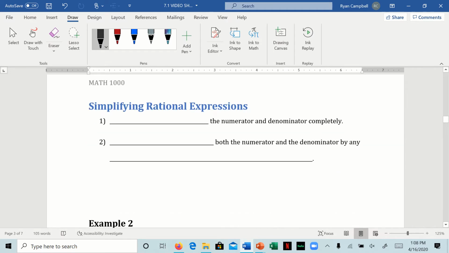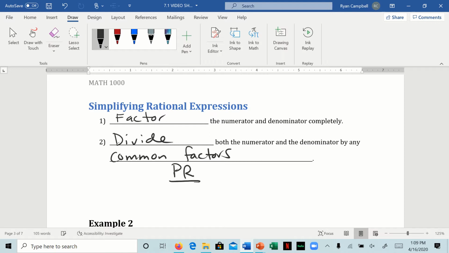All right. So, simplifying rationals. The first thing you want to do is factor the numerator and the denominator completely. Once you're getting to the simplifying part, you want to factor the denominator and the numerator. Then we divide both the numerator and the denominator by any common factors. So if you have something like p times r over q times r, the r's are on the top and bottom, so those get canceled. So it'll be p over q.